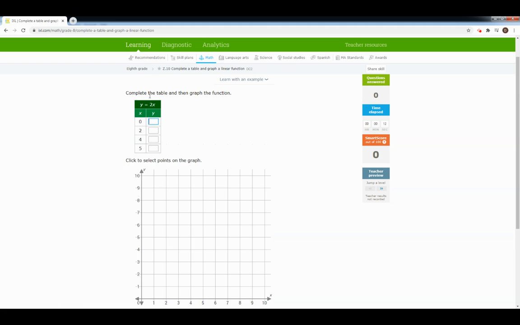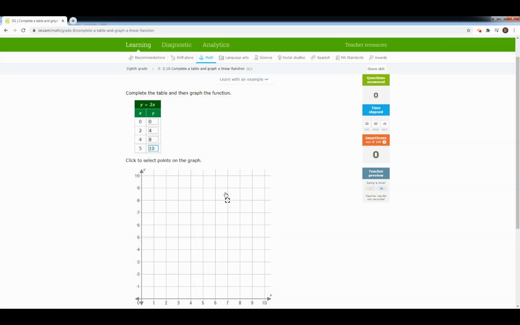Okay, so now here we have y equals 2x and we're given our x values and we have to find our y values. So if we plug in 0, 2 times 0 is 0. Plug in 2, 2 times 2 is 4. Plug in 4, 4 times 2 is 8. Plug in 5, 5 times 2 is 10. Now, if you screw up any of these, it's going to mark you wrong.